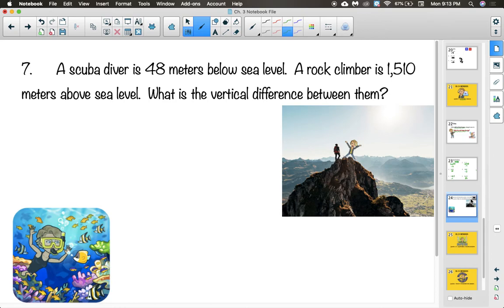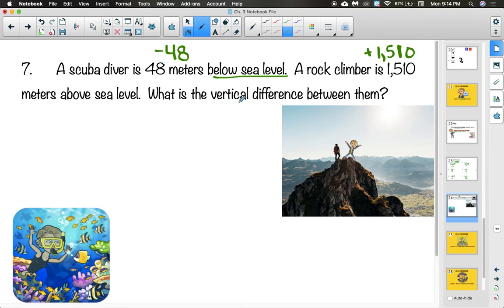Last one. This is a famous test and quiz question for me, so definitely pay attention. A scuba diver is 48 meters below sea level. So that is going to be a negative 48 when we talk about this one, right? 48 meters below sea level, all the way down here. A rock climber is 1,510 meters above sea level. So that's going to be a positive number. 1,510 meters above sea level. I'm going to put a little plus sign there.